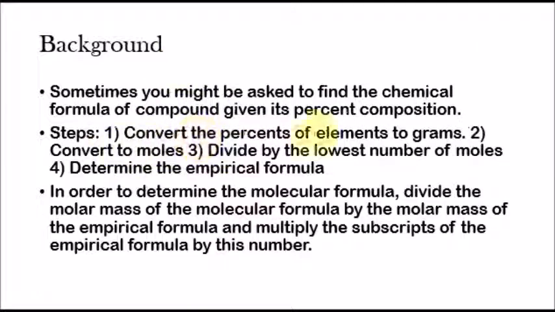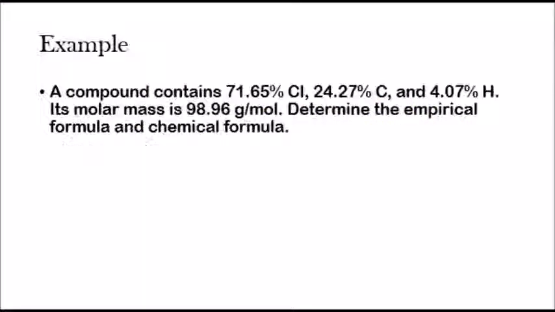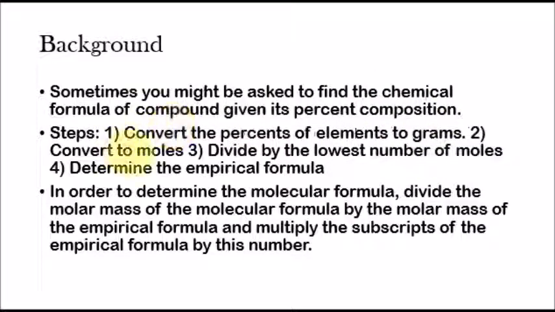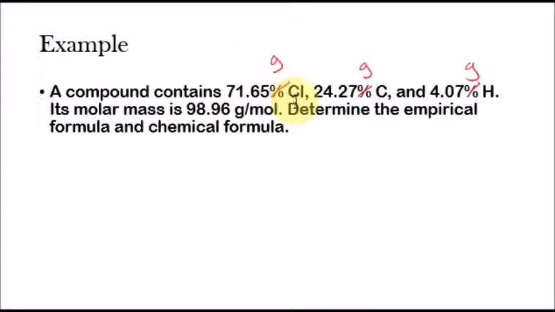The first step here is to convert the percents of elements to grams. So instead of having 71.65% chlorine, we're just going to say 71.65 grams of chlorine, and then grams of carbon, and grams of hydrogen. Okay, that's the first step. Second, we're going to convert all these to moles. So we're going to convert 71.65 grams of chlorine to moles of chlorine, 24.27 grams of carbon to moles of carbon, and 4.07 grams of hydrogen to moles of hydrogen.